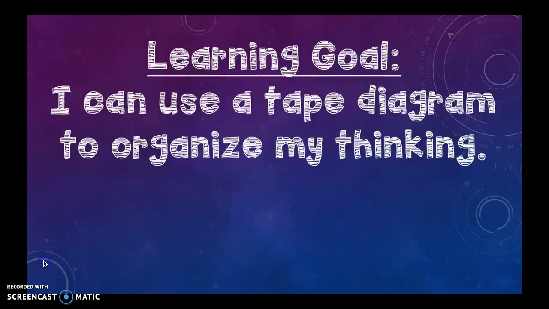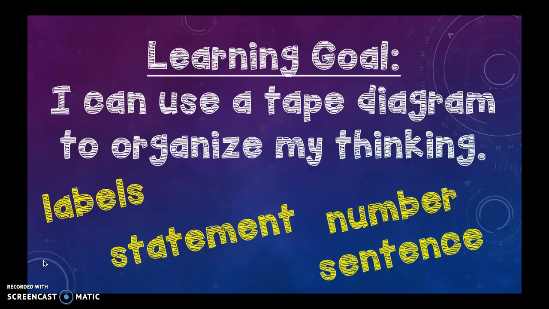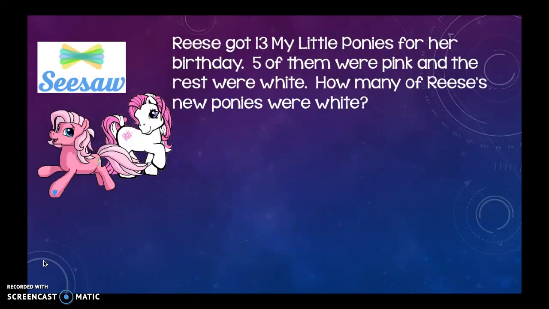Good job. Okay, our learning goal for today says I can use a tape diagram to organize my thinking. And that's just what we've been practicing. We put in our labels, we wrote a good statement, and today we pushed ourselves to do that number sentence. All right, it's your turn, friend. This is the one that you're going to Seesaw to your teacher. Make sure that your answer has a tape diagram with labels, a statement, and a good number sentence.